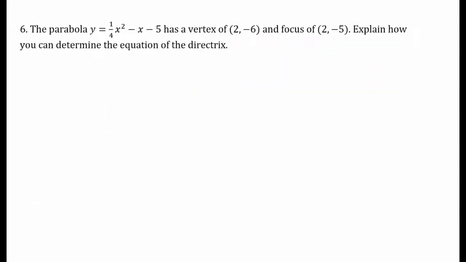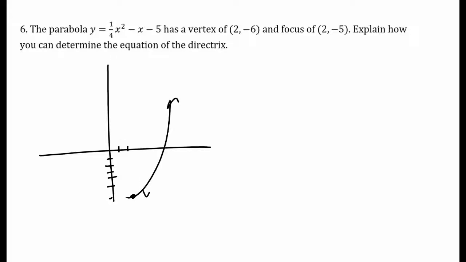The parabola here has a vertex of (2, negative 6). So let's draw that. 2, 1, 2, 3, 4, 5, 6. That's the vertex. The leading coefficient is positive, so it's going to be concave up. The focus is (2, negative 5).